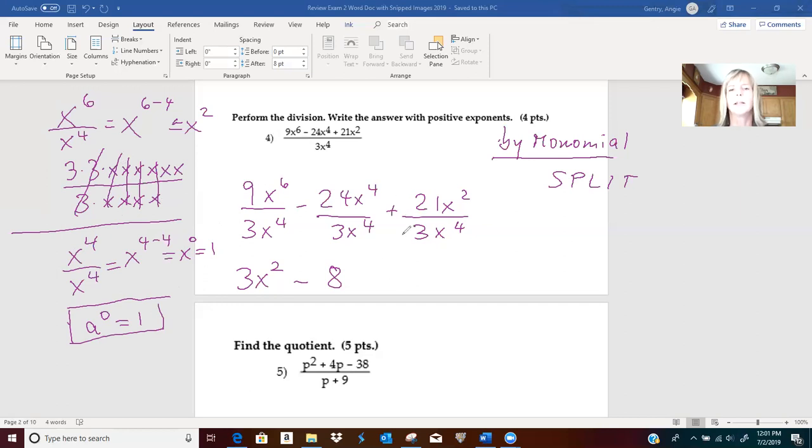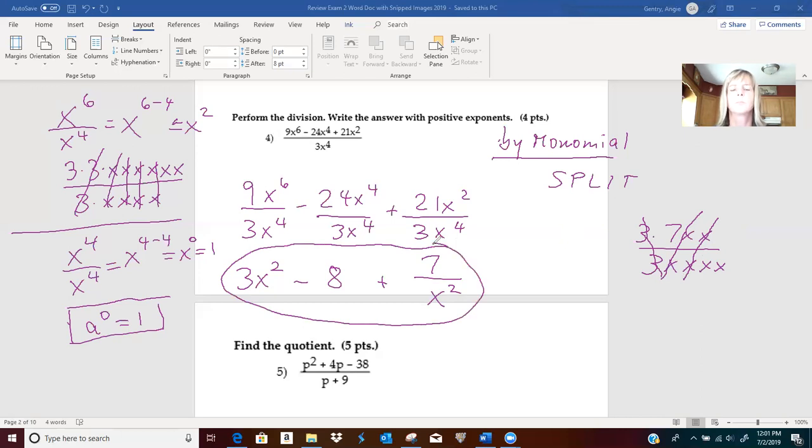End of story. Okay, and then the next one is plus 21x squared over 3x to the 4th. So I'm going to do this over here on the right. It's 3 times 7 times x squared, over 3 times x, 1, 2, 3, 4. If you do it this way, it's not necessary, but it might help you not mess it up. The x's upstairs and downstairs cancel, the 3's cancel, and then you say, what's left? I have a 7 upstairs, and I have an x squared left downstairs, and then this is your final answer. You see? This is why the canceling helps.